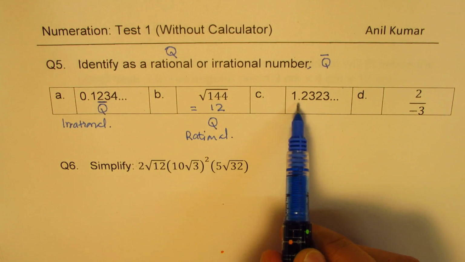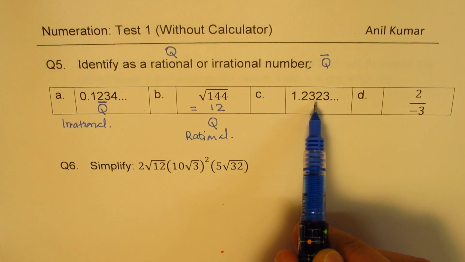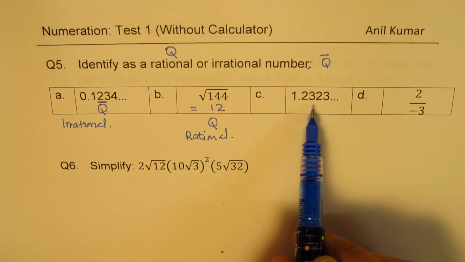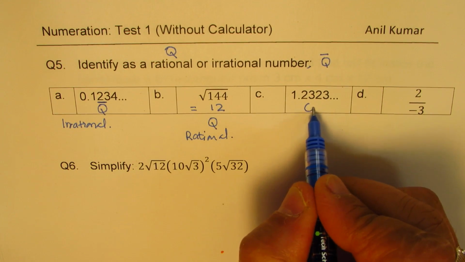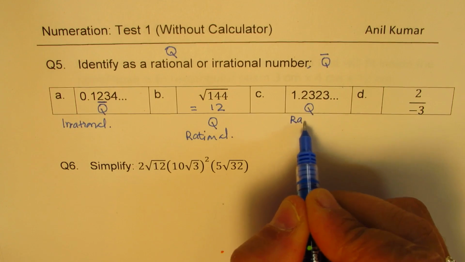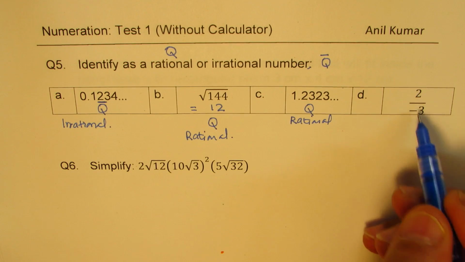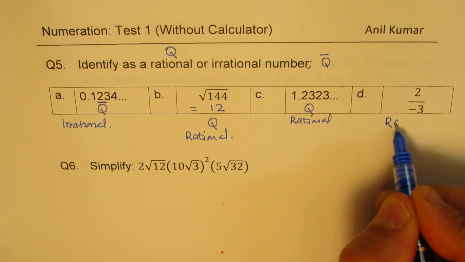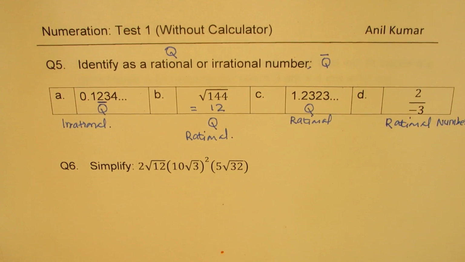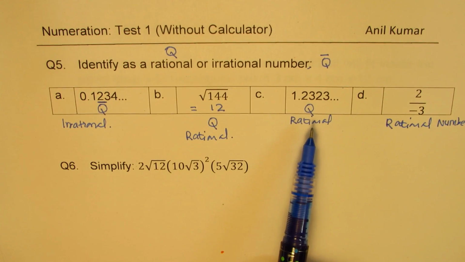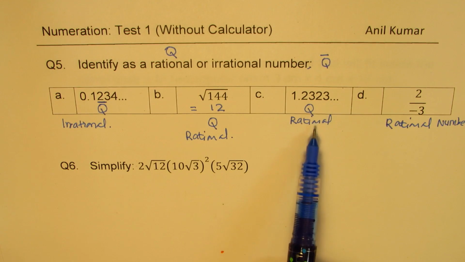Now here we have 1.2323. 23 repeats. You could always write this as a fraction, right? So we exactly know what this number is. So this number is a rational number, right? The number here is already given in fractions, so it is also a rational number. Correct? Now, as an added exercise, I would like you to write 1.2323 as a fraction.